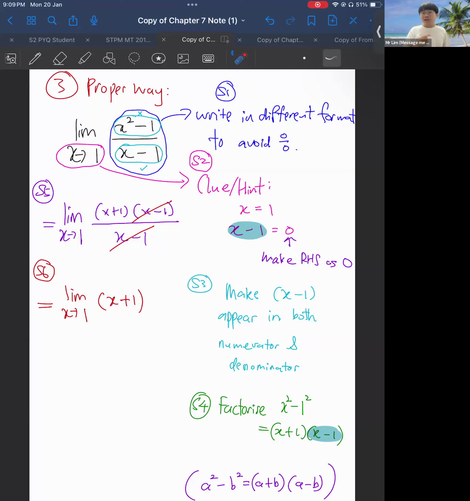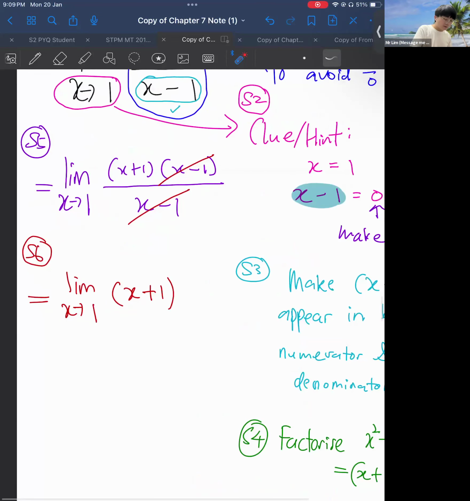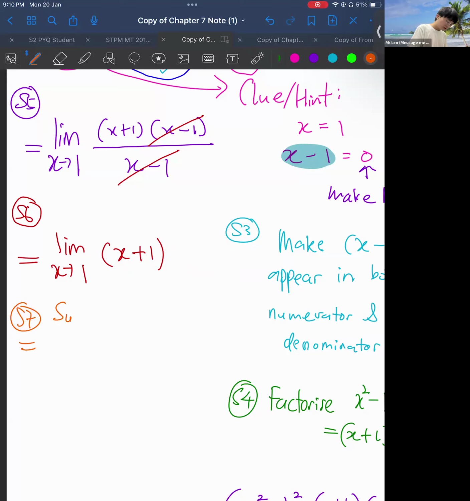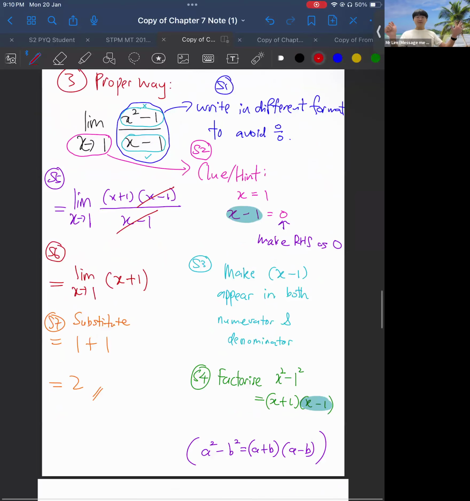So now here is the final step. If you substitute x equal to 1 now, it is okay. You don't have a problem already because if you substitute x equal to 1, you get 1 plus 1 is equal to 2. So this is how it is equal to 2. The proper approach. In your STPM, you should do like this, then you can get full marks. So last, we substitute. Substitute 1 plus 1, equal to 2, final answer. Okay?